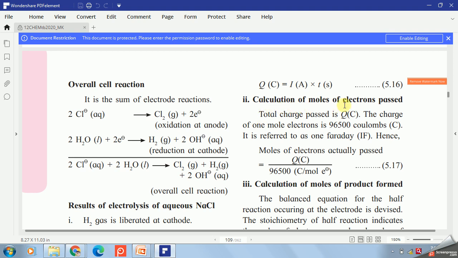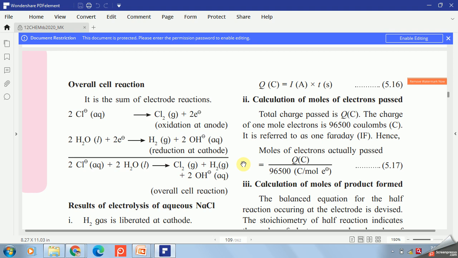Then the second formula is calculation of moles of electrons passed. So total charge passed Q in coulomb, what is the charge on 1 mole of electrons? It is 96,500 coulombs on 1 mole of electrons. So what are the moles of electrons actually passed? It is equal to Q divided by 96,500 coulomb per mole. That is the moles of electrons actually passed, and the charge on 1 mole of electrons is 96,500 coulomb or 1 Faraday. Okay.